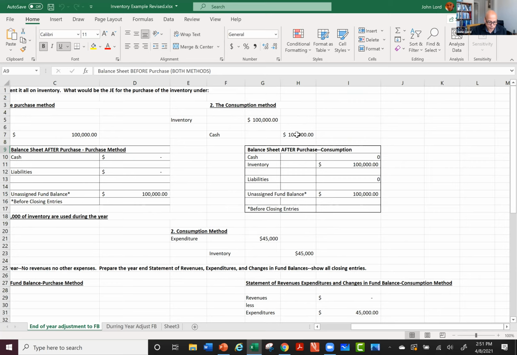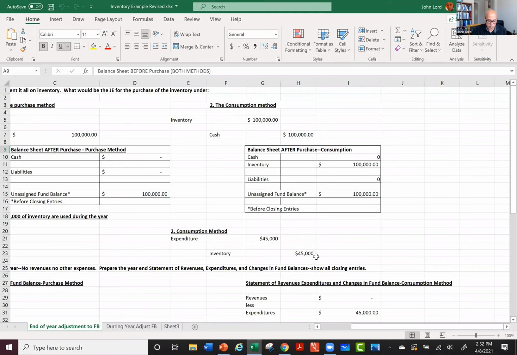Okay. And then as I use the inventory, I do what? I debit expenditure, I credit inventory, don't I? Okay. I'm just showing you these entries right here. Don't worry about this after part. I'm going to show you this example. In fact, I should probably just delete all this and go straight over here. But you can see debit inventory, credit cash, debit expenditure and credit inventory when you use the inventory, just like the perpetual method.